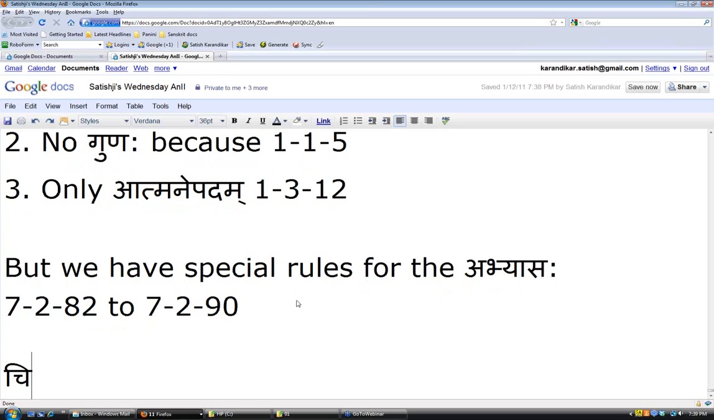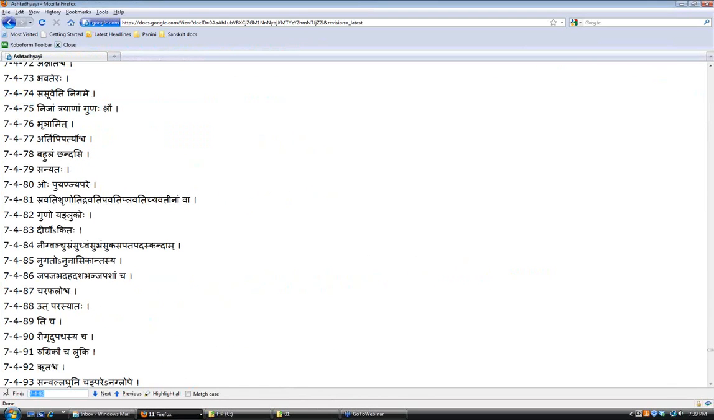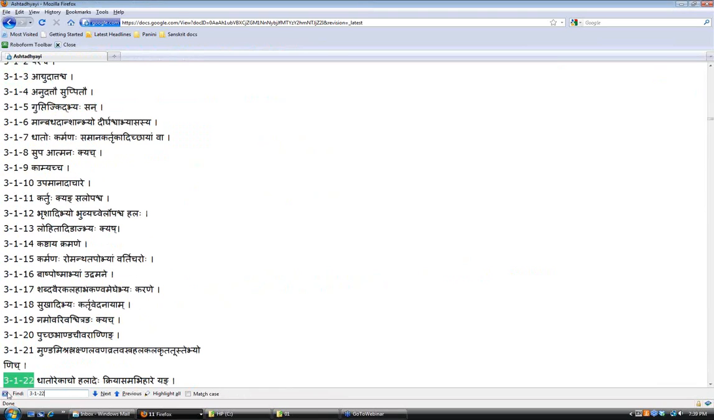The dhatu is chi. First, the pratyaya being the pratyaya yang. By the sutram, this dhatu: ekacha haladehe ekacha and kriya samabhihare yang. So 3:122. Dhato rekacho haladehe kriya samabhihare yang. That should always be the first step in this prakriya. This is not that difficult now.